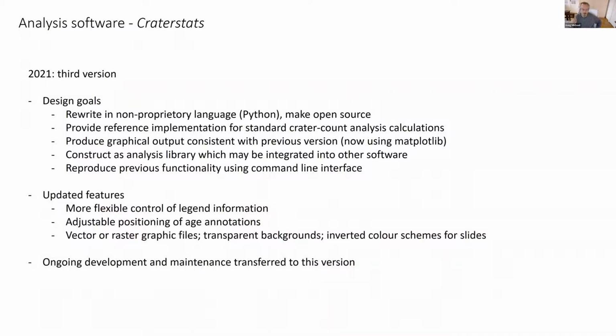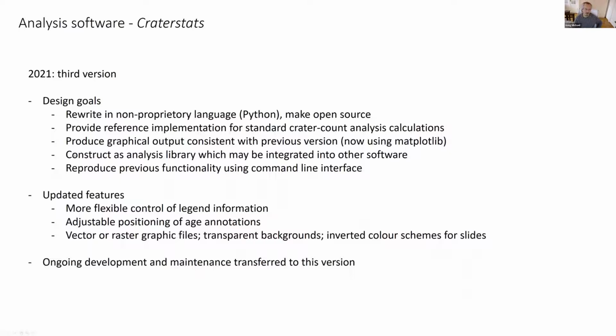From my point of view, I wanted it to produce graphical output that's consistent with the previous version. People have got used to that now. Of course, I'm now using matplotlib instead of the IDL stuff. And to construct it as an analysis library which can be integrated into other software. So some ideas: it could be integrated into a nice GUI application, or maybe you want to put it into some modeling for other purposes, or you might want to integrate it into a GIS system, something like that.